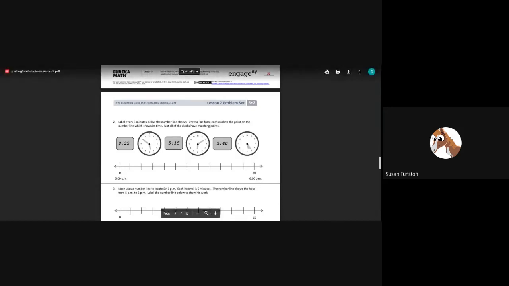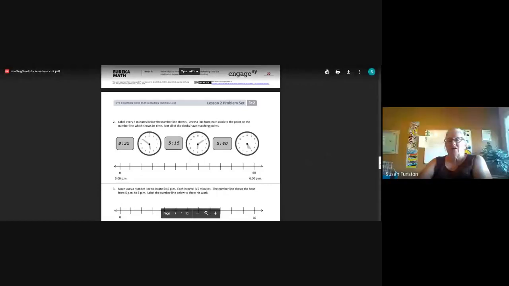So if our time is only going between 5 and 6, is there a place where 8:35 would go? No, because that would be way over here past 6 o'clock. So we're not going to use this one. So there may be others we don't use. But you're going to match each clock, the digital clocks and the analog clocks. That's what we call this kind of clock, an analog clock, to your points on your number line.